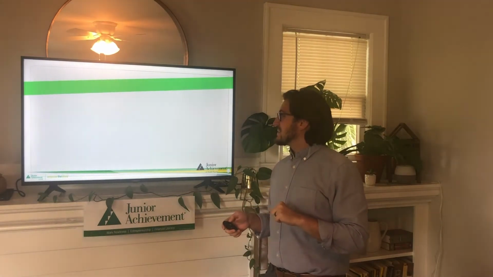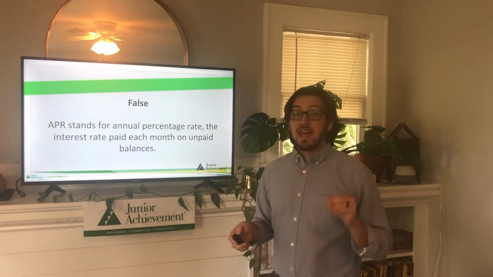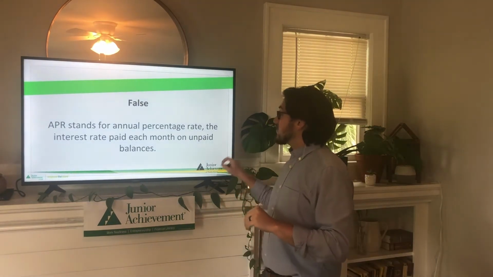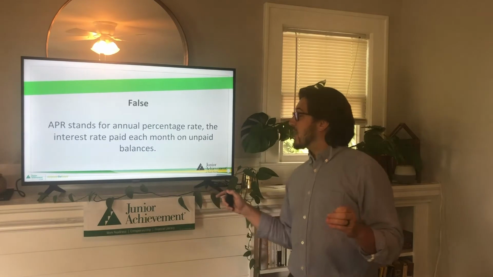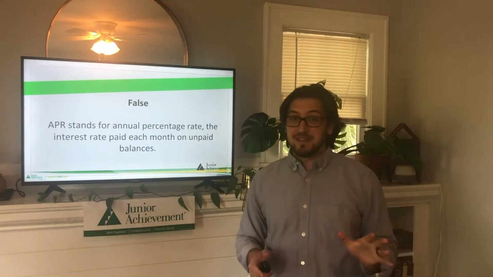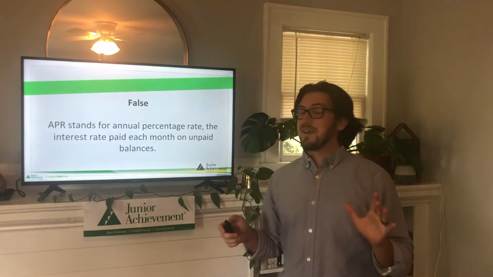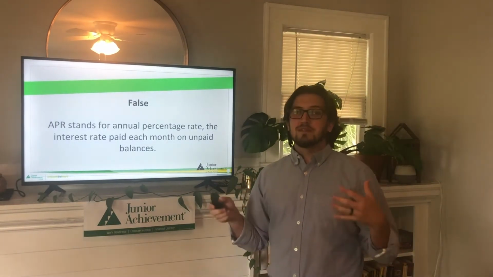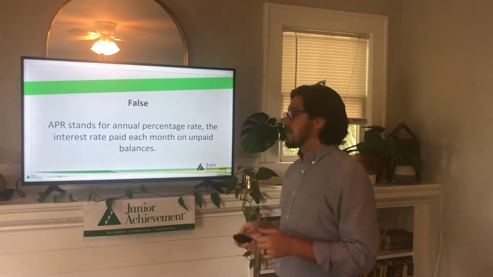The answer is false. APR stands for annual percentage rate, the interest rate paid each month on unpaid balances. So it's not annual precipitation rate, it's annual percentage rate, talking about how much interest that you owe on a month-to-month basis, all right?